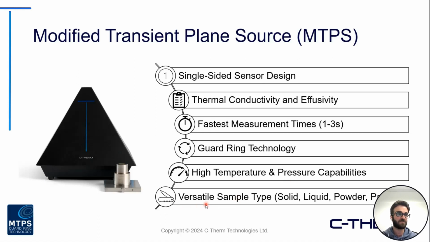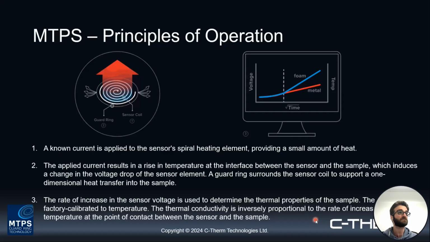But the big point here, and I want to mention this final one, is it's a very versatile sample type that you can test. So solids, liquids, powders, pastes. And this is a key component here for us today because for PCMs we'll be taking a look at those in the solid as well as the liquid state. So it's really nice to have one method that can handle both of those material types, to keep things consistent, especially throughout your testing.